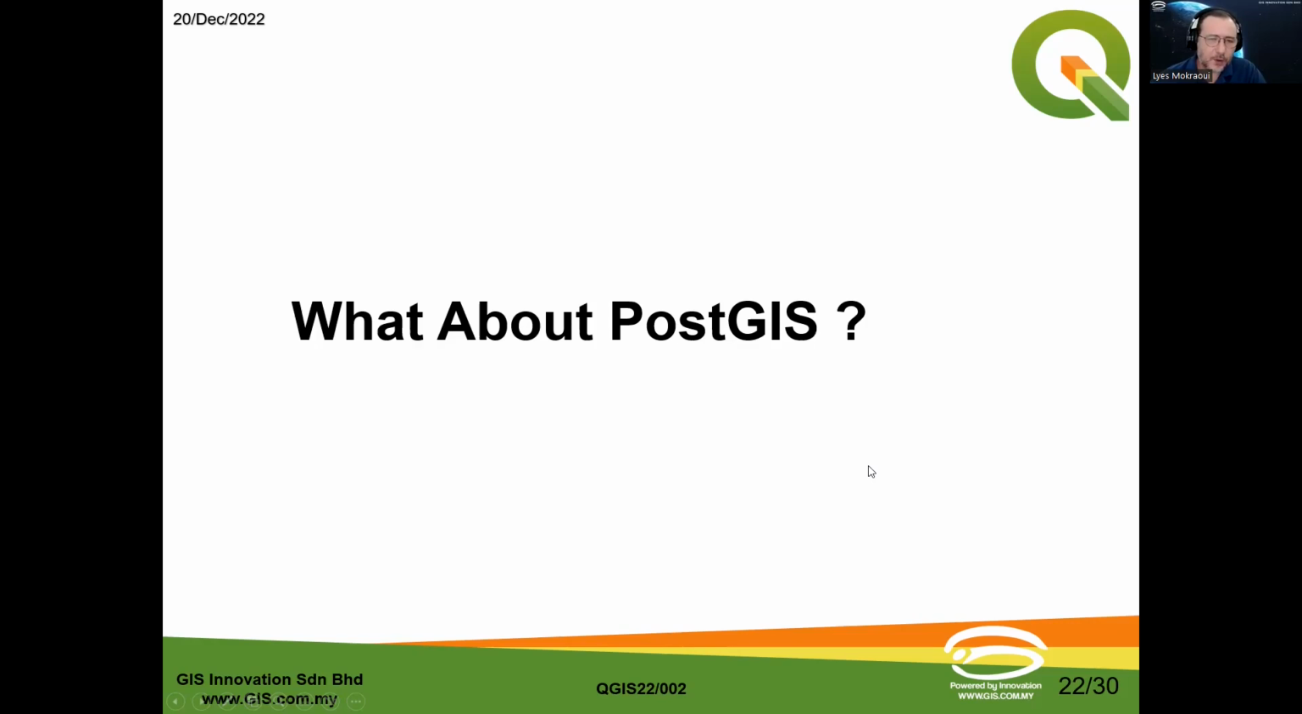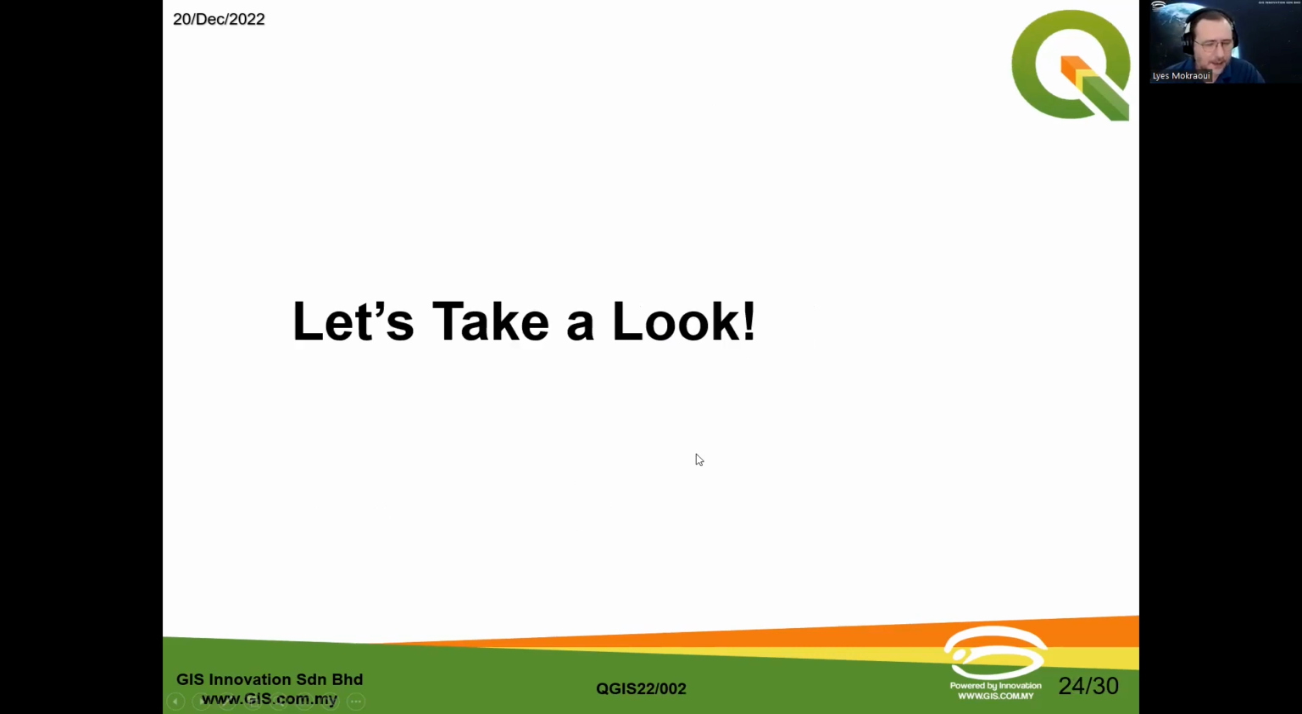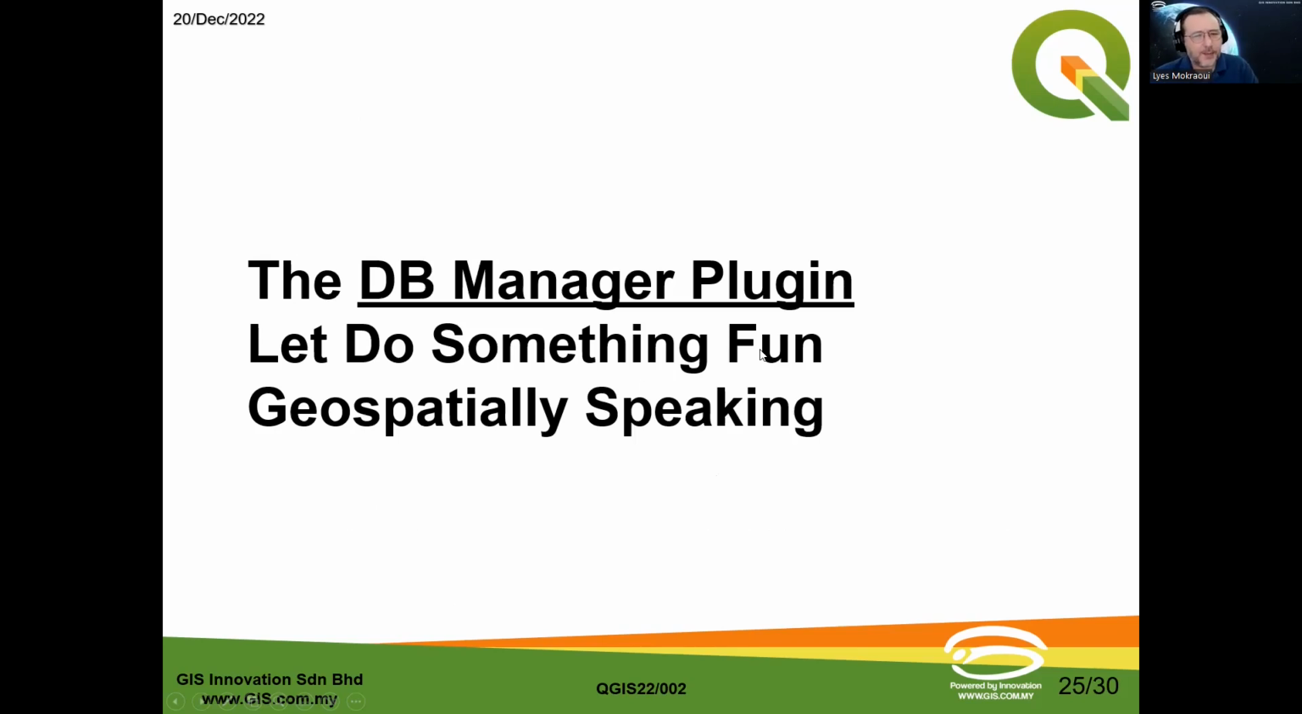Now, if we look at PostGIS, you remember this slide, right? It is, as I said, an extension to Postgres. I like to use PostGIS because it is very easy to install. It's free, and yeah, it's easy to put in data. I will show you a few examples. Let's take a look. There is a plugin in QGIS called the DB Manager. I'm going to show you how you can get that. And we are going to do some fun stuff, geospatially speaking.